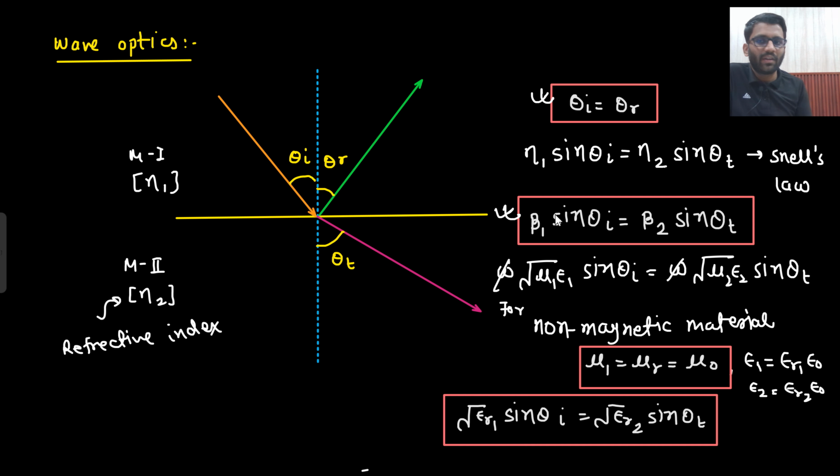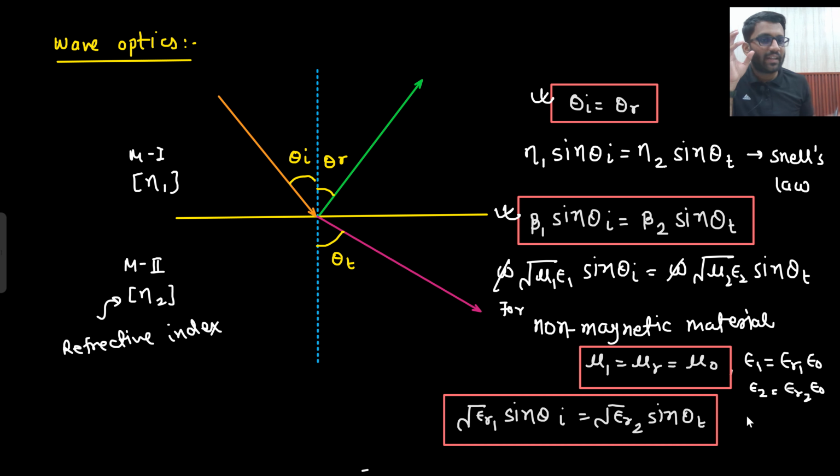What you need to remember from wave optics is theta i equals theta r, and beta 1 sin theta i is equal to beta 2 sin theta t. Here you do not even need to remember the refractive index. Don't even think about refractive index. You are going to think about beta. So beta 1 sin theta i is equal to beta 2 sin theta t.